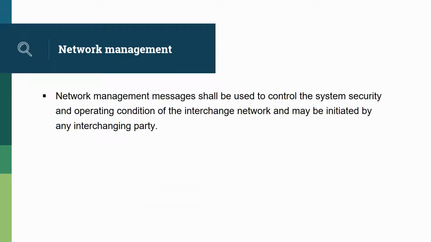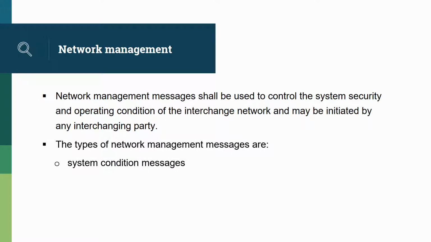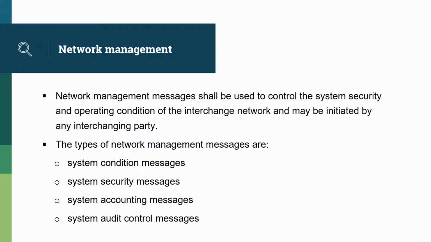On top of transaction-oriented messages, systems also support network management messages. Network management messages shall be used to control the system security and operating condition of the interchange network, and may be initiated by any interchanging party. The types of network management messages are system condition messages, system security messages, system accounting messages, and system audit control messages.